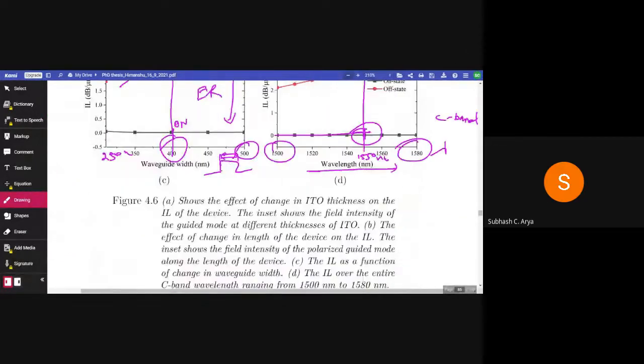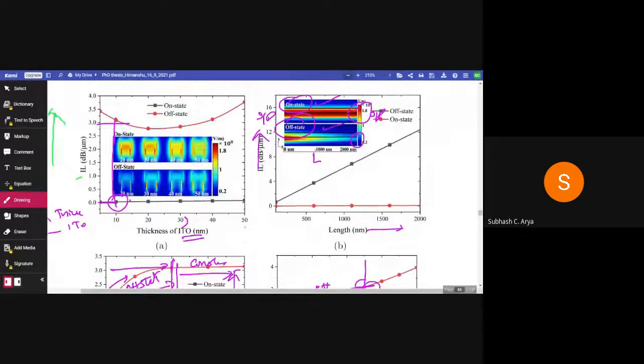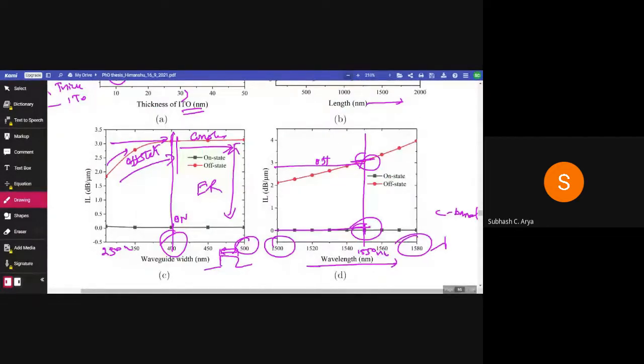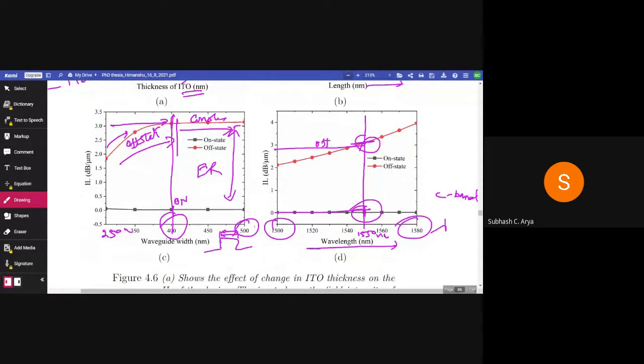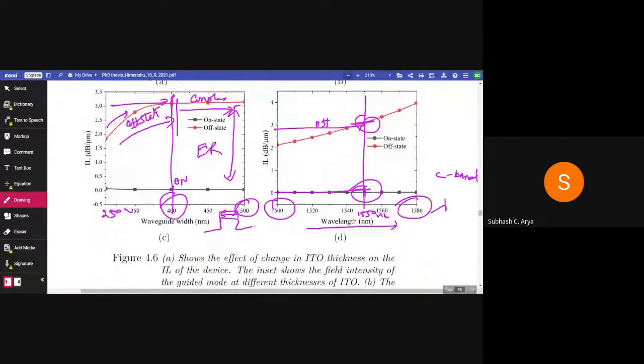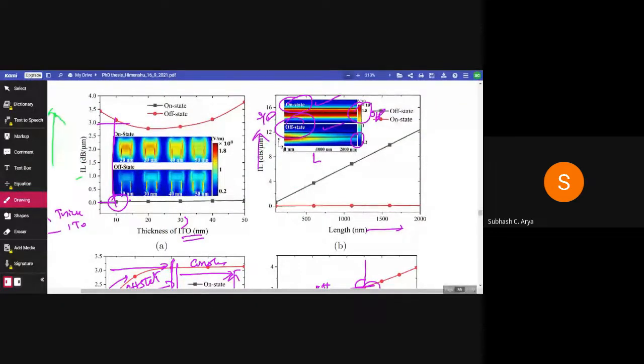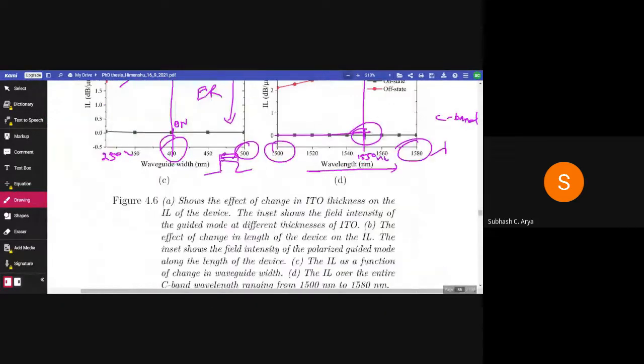So again, same exercise here: making an efficient switching device based on the ITO. So thickness has been optimized, length has been optimized, waveguide width has been optimized, and at what operating wavelength we are going to suggest the device parameters. So these are the four variables: thickness, length, width, and wavelength. And the y-axis is the insertion loss, as well as TE and TM mode also.